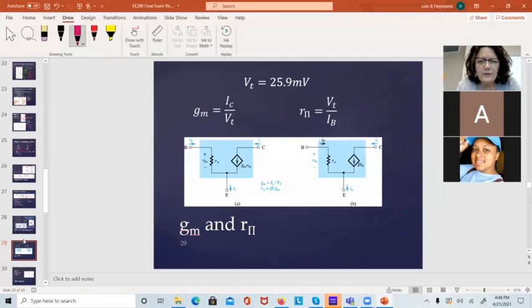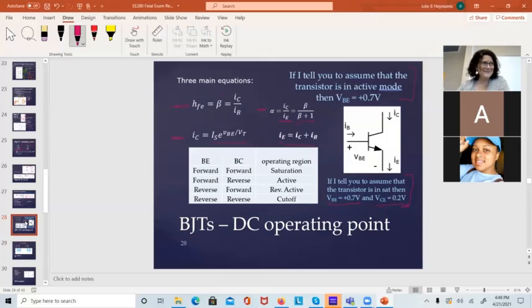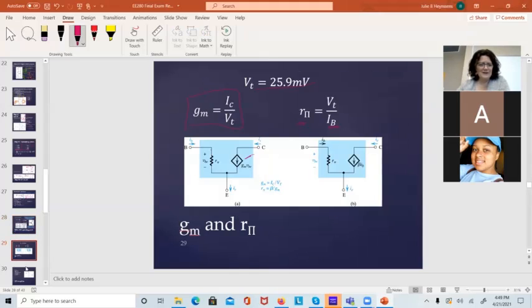When we're trying to calculate the values for the model, the basic ones are GM and R pi. GM is IC over VT. VT is written on the front of your amp. It's 25.9 millivolts. And R pi is VT over IB. So that's how you calculate those. The model is called the hybrid pi model because it kind of looks like an upside down pi. R pi goes between the base and the emitter, and GM goes right about there. I think I just asked you to do DC biasing on the BJT, in which case this slide's really important. This is how you get the DC operating point.